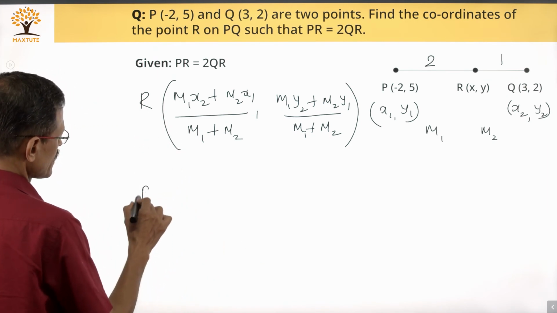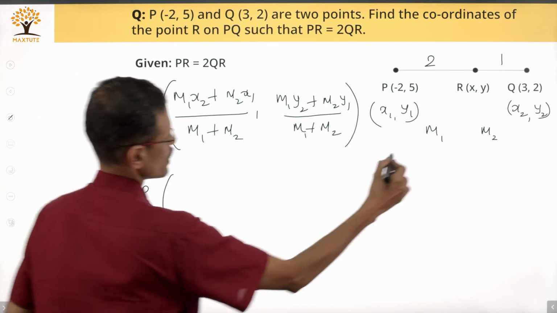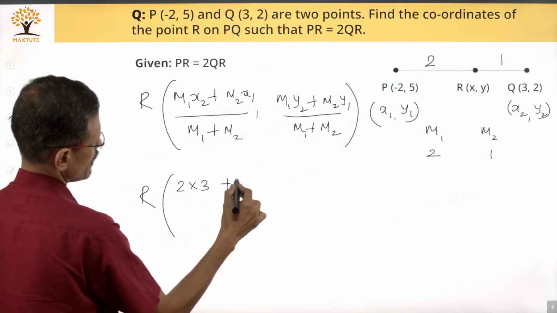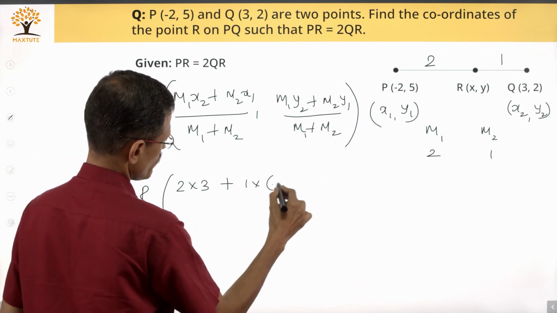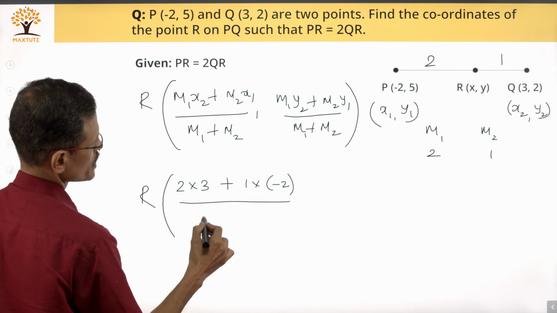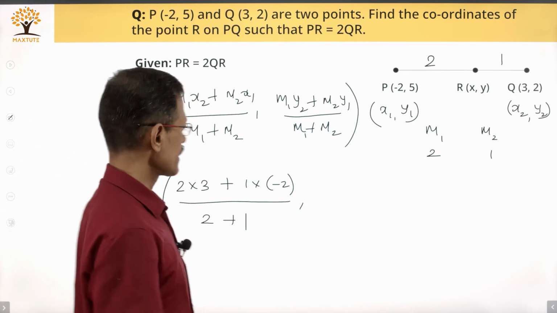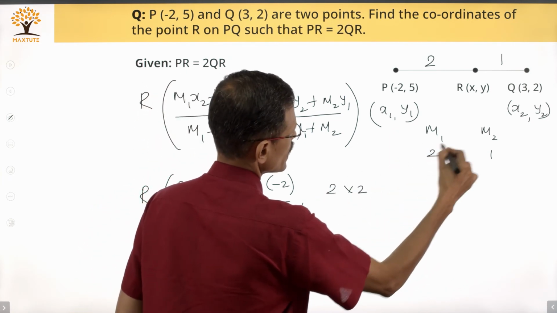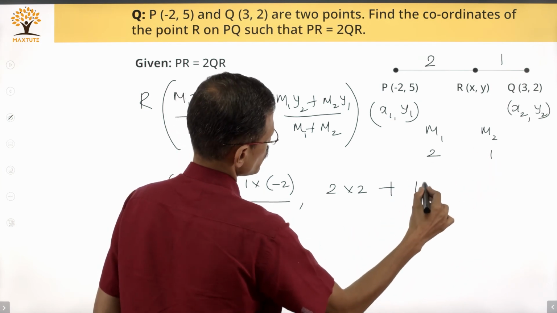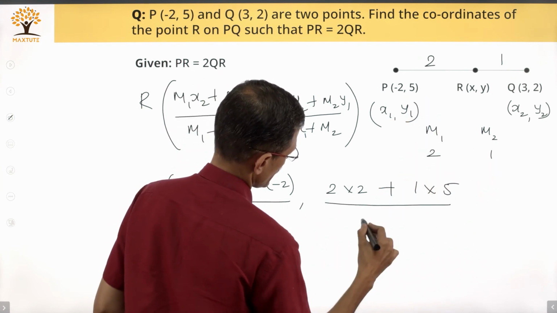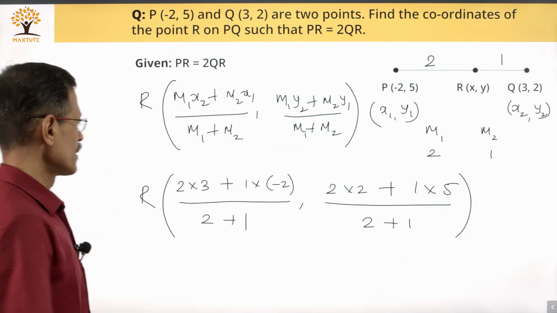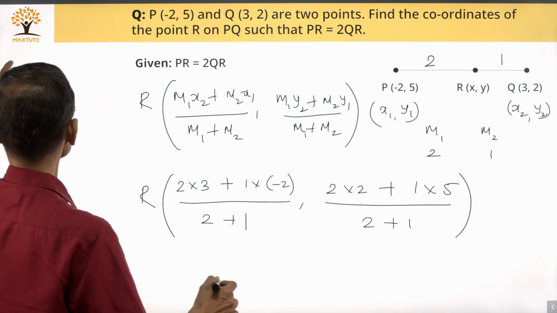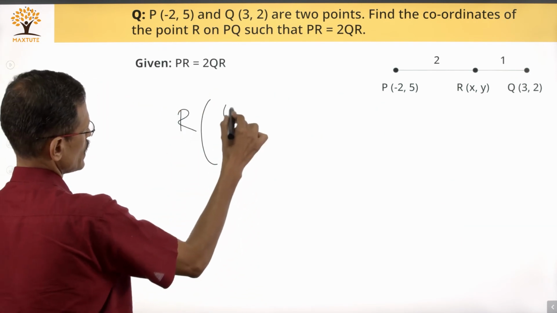So coordinates of point R therefore will be: m1 for us is 2, m2 is 1, 2 times the value of x2, which is 3, 2 times 3 plus m2, which is 1, times x1, which is -2, divided by m1 plus m2, which is 2 plus 1. The y coordinate is basically m1 into y2, which is 2 into 2, plus m2, which is 1 into y1, which is 5, divided by 2 plus 1. 2 into 3 is 6, 6 minus 2 is 4, 4 divided by 3 is 4 upon 3. So the x coordinate of point R is equal to 4 by 3.